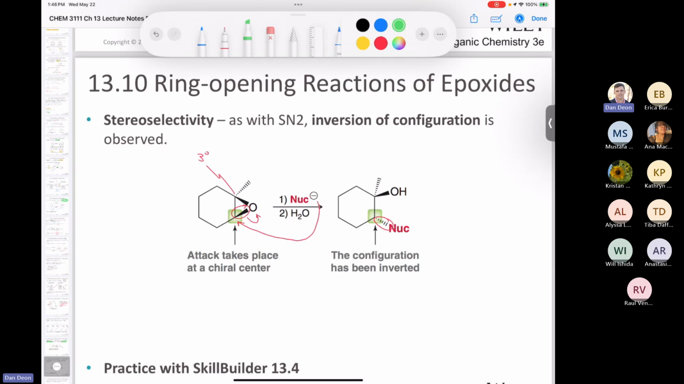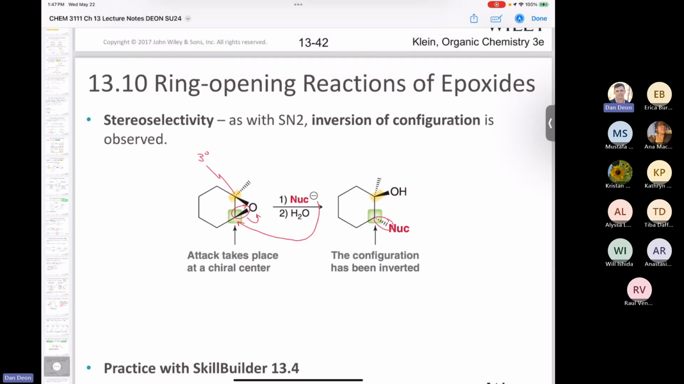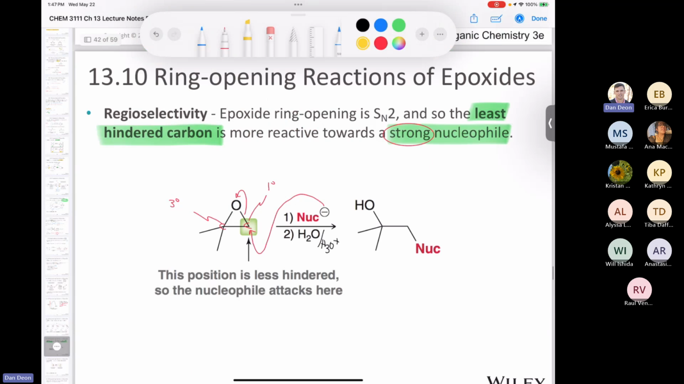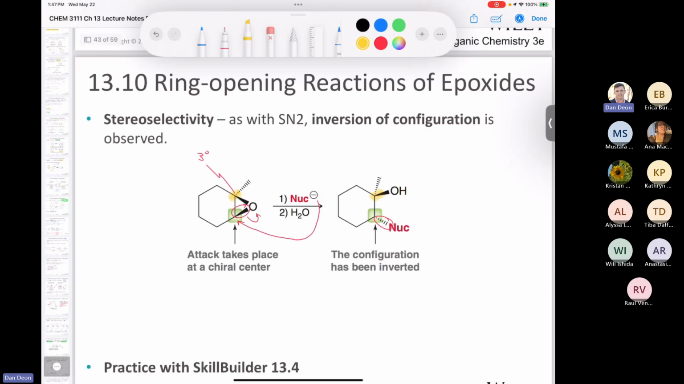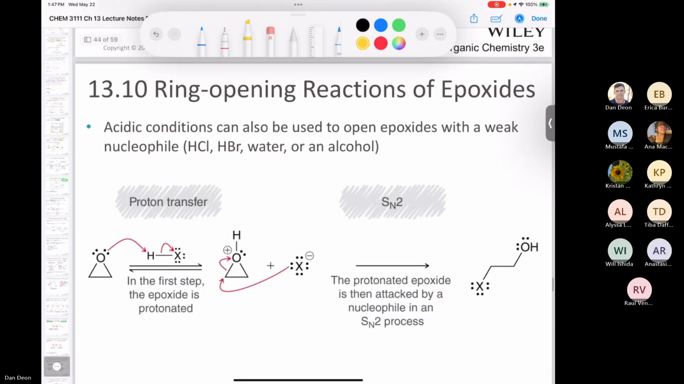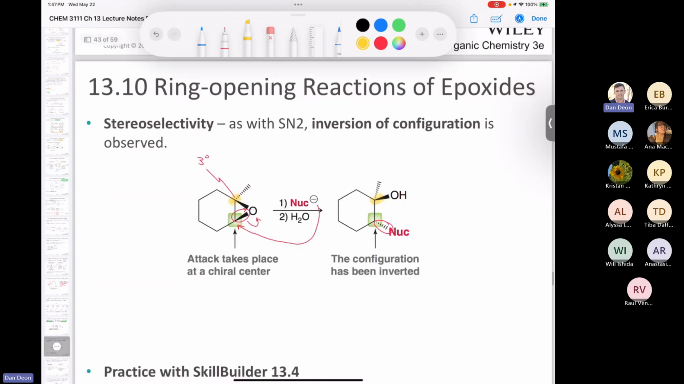This chiral center, the one I'm highlighting in yellow here, doesn't change, right? Because there's no reaction that occurred there. You broke the bond to the oxygen, but you get inversion of configuration. So to summarize, a strong nucleophile attacks the least hindered carbon. If there's a stereocenter, there's an inversion, like an umbrella flipping in the wind. So that is the first part. That's really all there is. That covers strong nucleophiles.